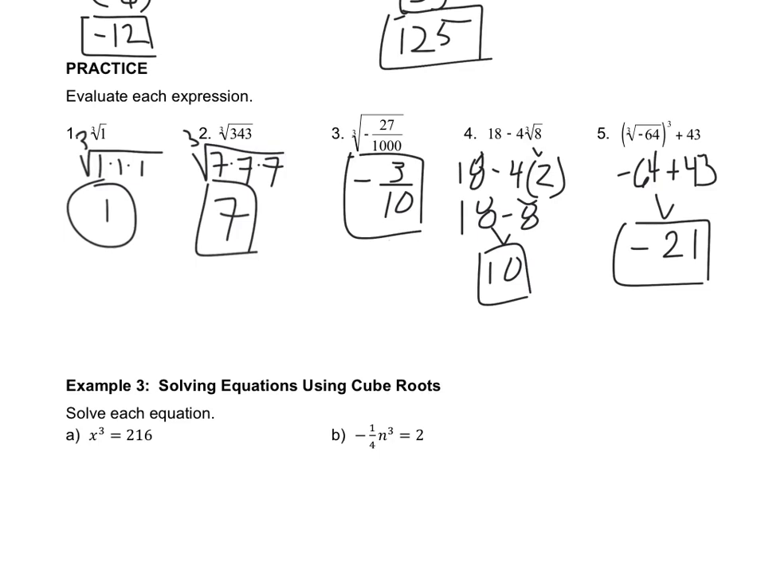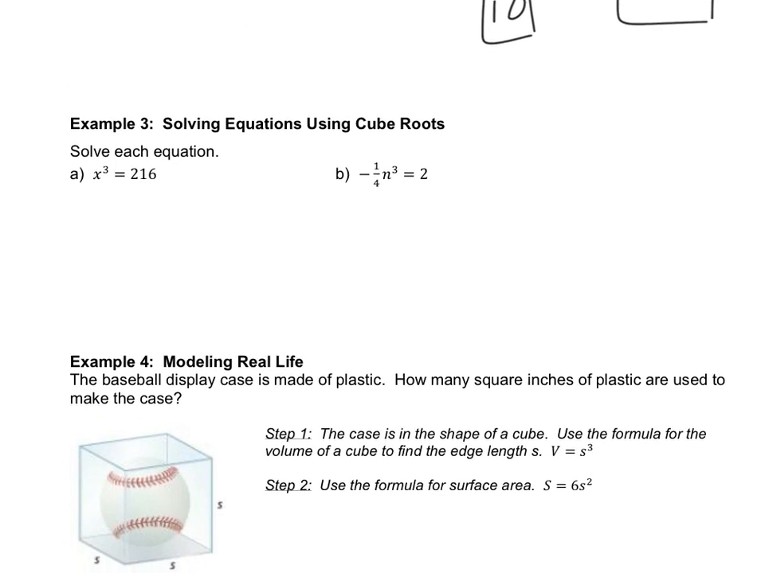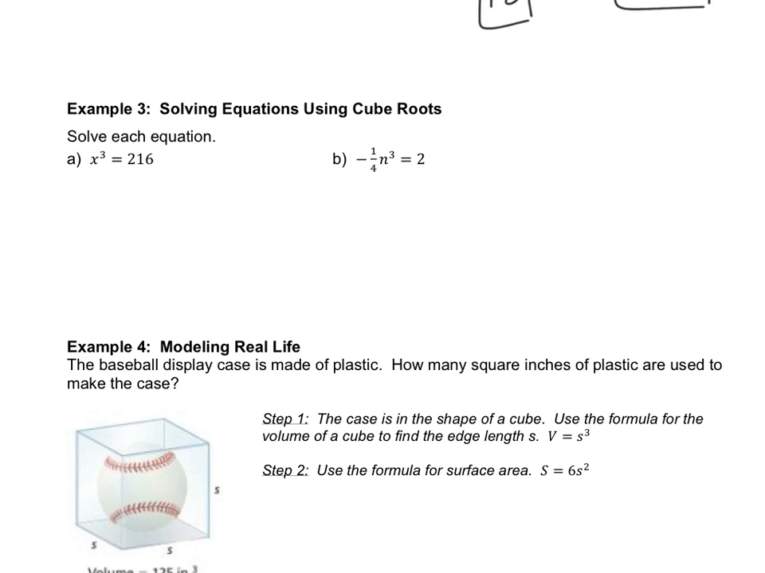So going to some examples of solving some equations now, same idea. We still are using our opposite order of operations. So while I'm doing that, this first one, to undo cube, I'm taking the cube root of both sides to get x all by itself. So when I take the cube root, x cubed becomes x, and then the cube root of 216: 6 times 6 is 36, times 6 is 216.